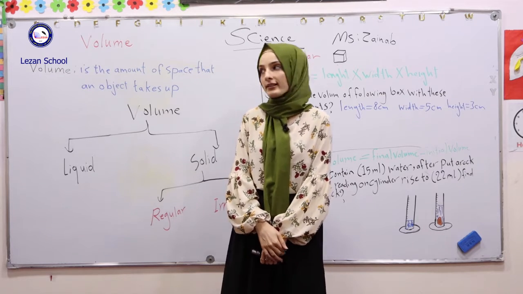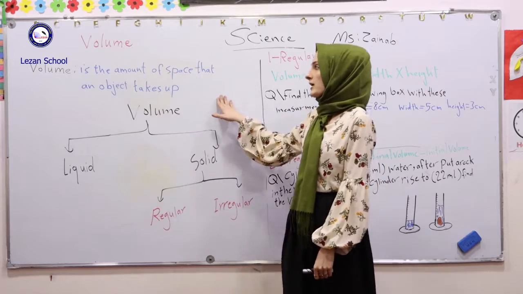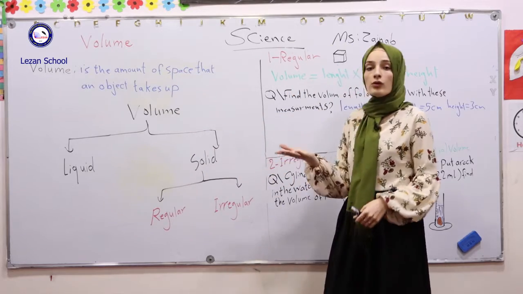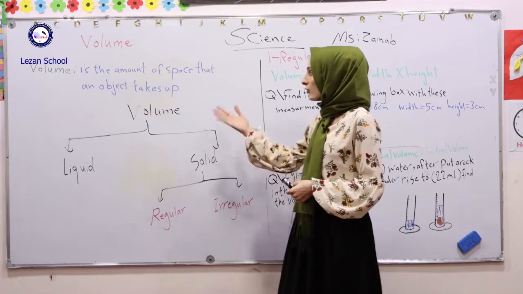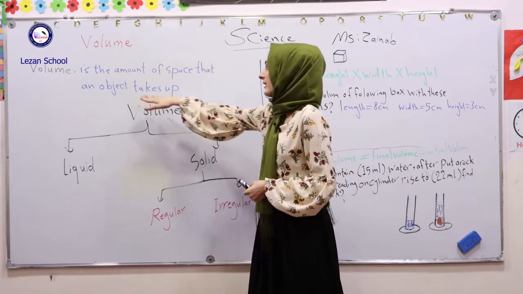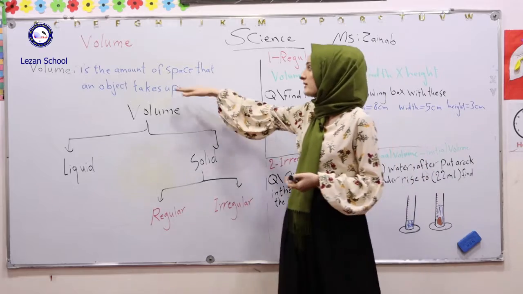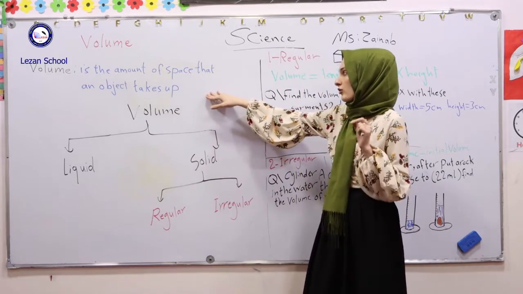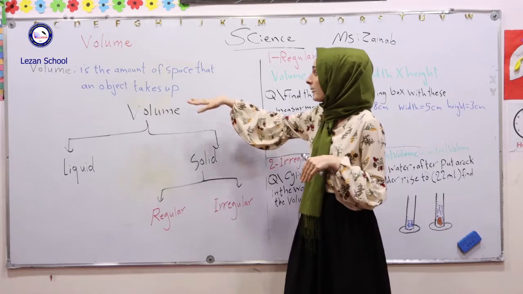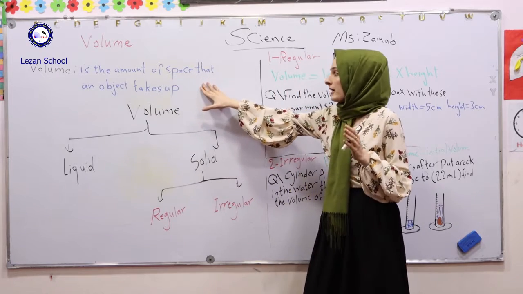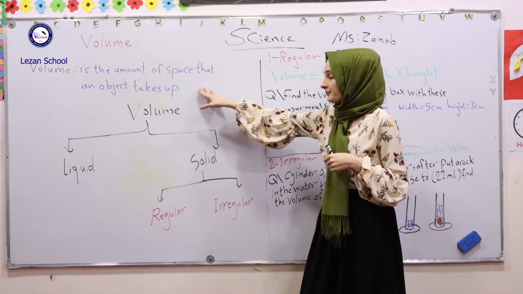Today we are going to learn about volume. What's the meaning of volume? Volume is one of the properties of matter. Volume is the amount of space that an object takes up. Volume is different from mass. Why? Because volume is the amount of space that an object takes up, but mass is the amount of matter in an object.